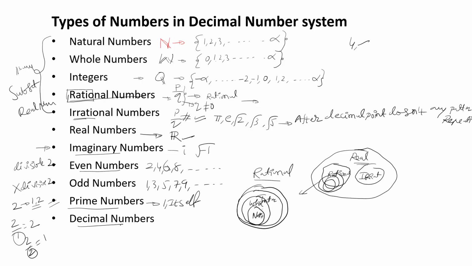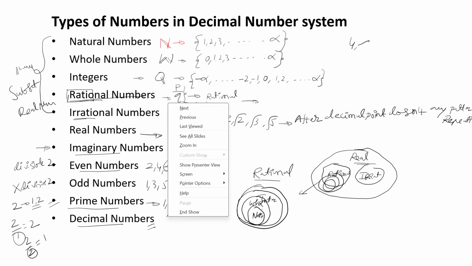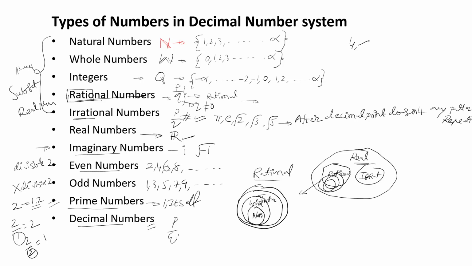Now coming to decimal numbers. What is the main difference between rational numbers and decimal numbers? A rational number is in the p by q form. A decimal number can also be written in p by q form, but it is not exactly equal to p by q form, and some other number will come here. This form of numbers we can call a decimal number, and a decimal number is not necessarily an irrational number. It can be an irrational number or it can be a rational number.